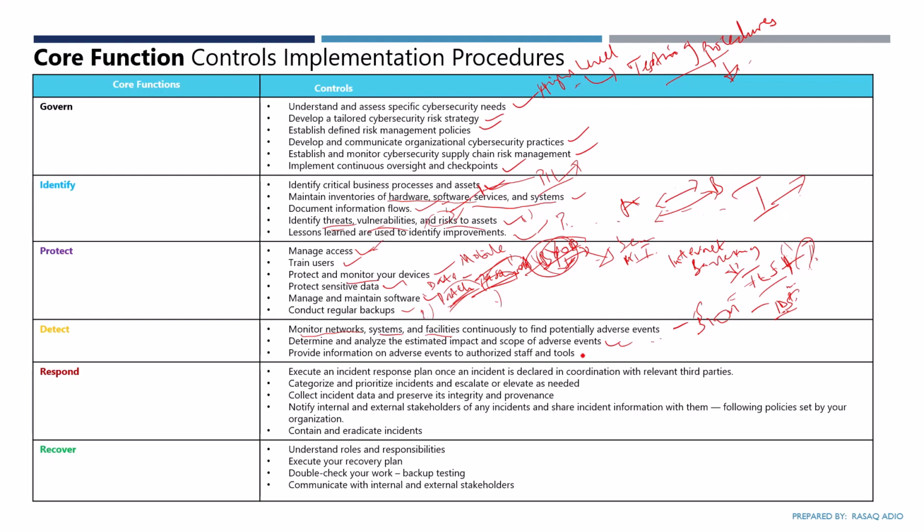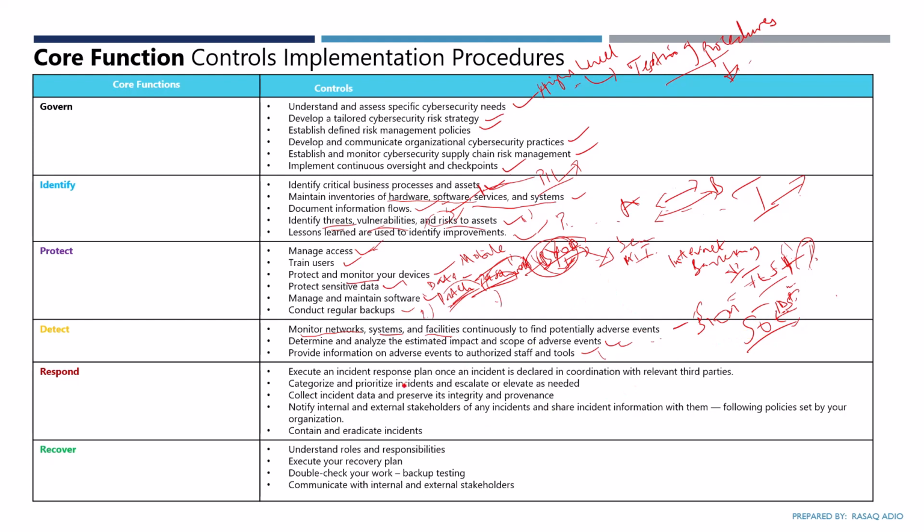Then also provide information on adverse events to authorized staff and tools. So even if I'm not in charge of monitoring abnormalities within the organization, as a staff of that organization, I may see something abnormal from my end. You should be able to report to the appropriate people that are in charge. You get? So you can have SOC centers, that is your security operations centers, who are in charge. Just report to them that, okay, I noticed this. So they will be able to take appropriate actions to mitigate that.